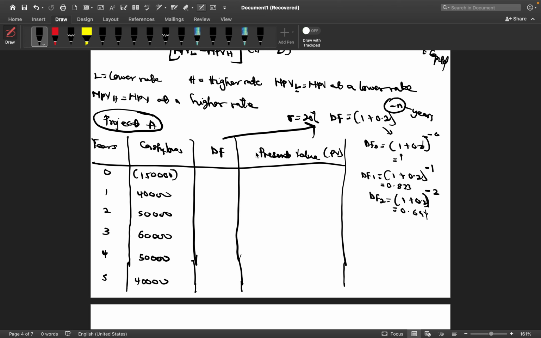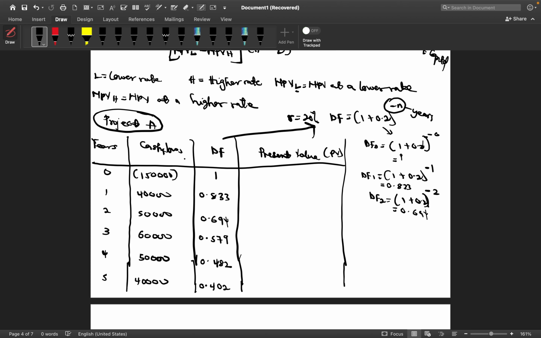So I'm just going to put them here. The first one is 1. The second one is 0.833. The next one is 0.694. This is 0.579. This one is 0.482. This one is 0.402.